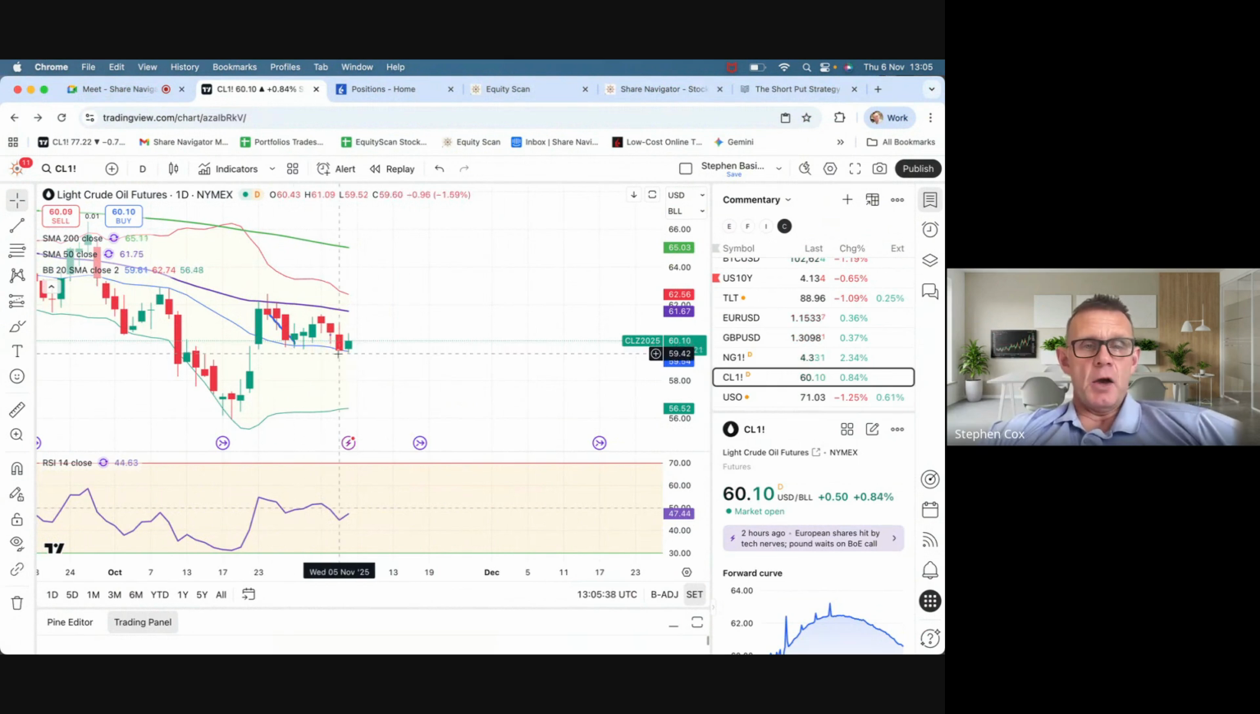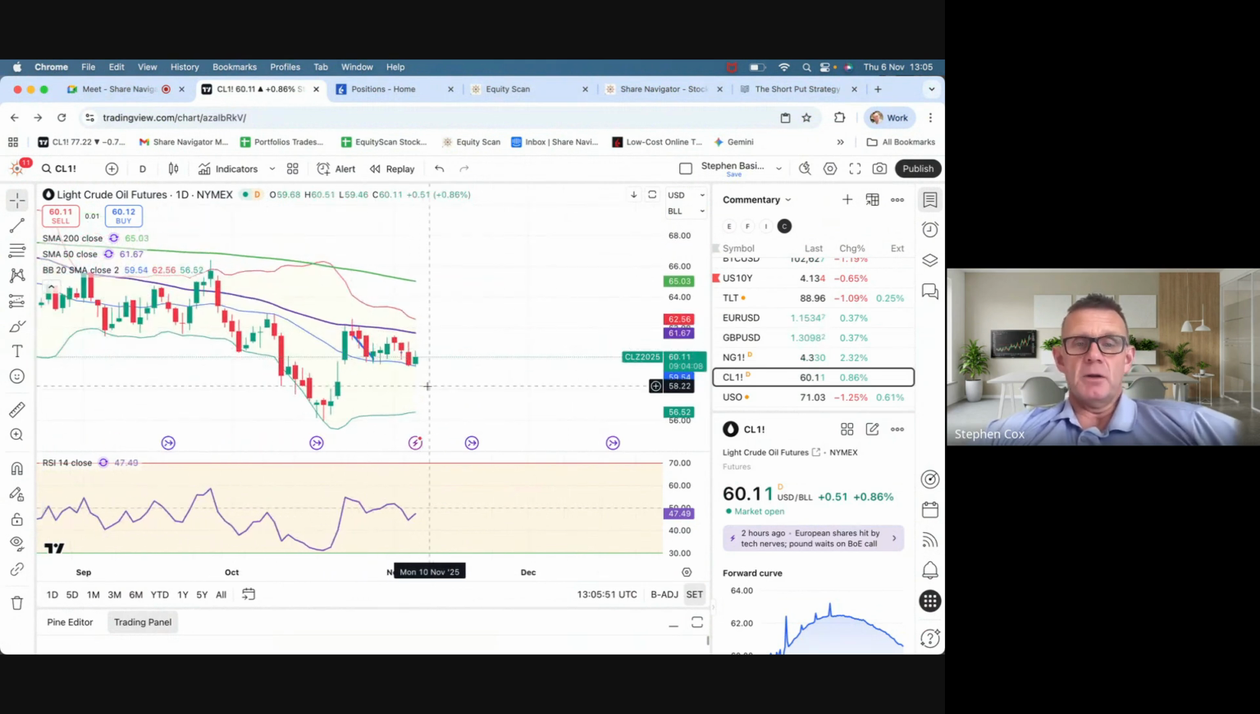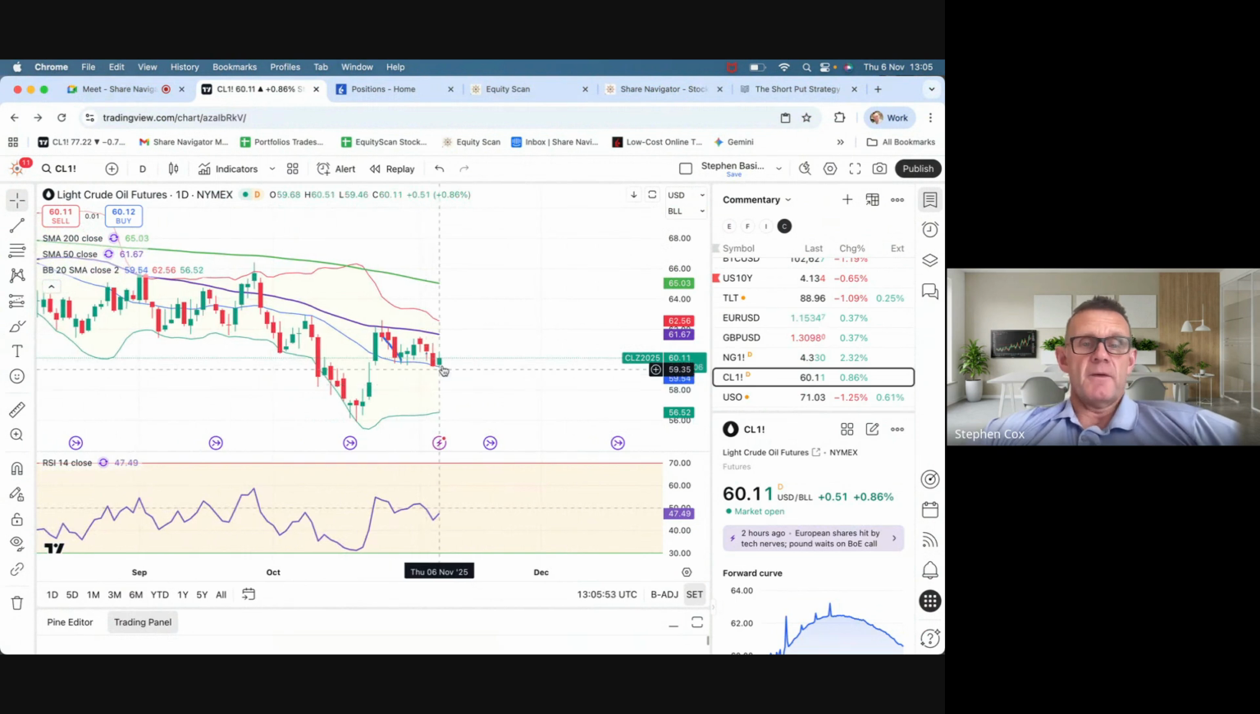And you can see that low yesterday took out all of the previous lows for the last, let's say, week and a half's trading. So that's not good. But now there's a bit of a recovery today. But what I'm saying is we were right to hold off selling the put option premium for now.